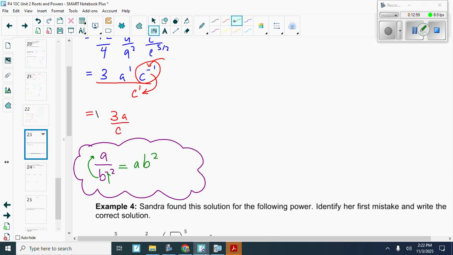So you'd still take the exponent with you, but now the exponent's positive, and so it would just come up to the top. Dealing with positive and negative exponents, you basically just have to say, is this on the top or is this on the bottom?